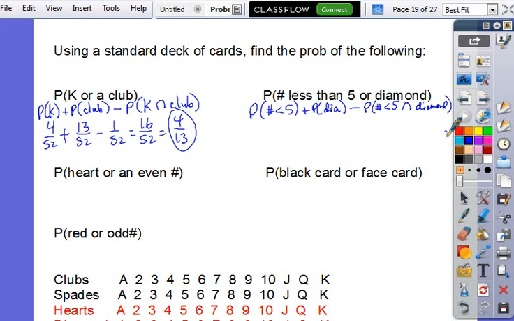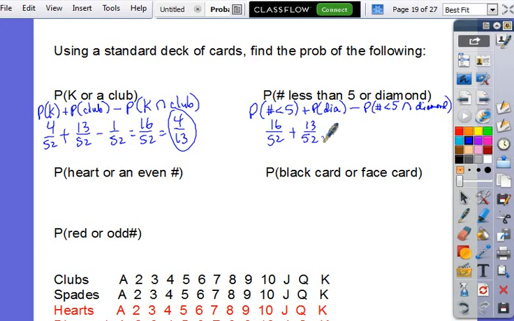All right. So how many numbers are less than 5? 4? I'm going to disagree with that. 16. All of these numbers over here, 2, 3, 4, 2, 3, 4, all the way down, there's 16 of them that are less than 5. Plus the diamonds. How many diamonds do I have? 13. There's 13 diamonds.